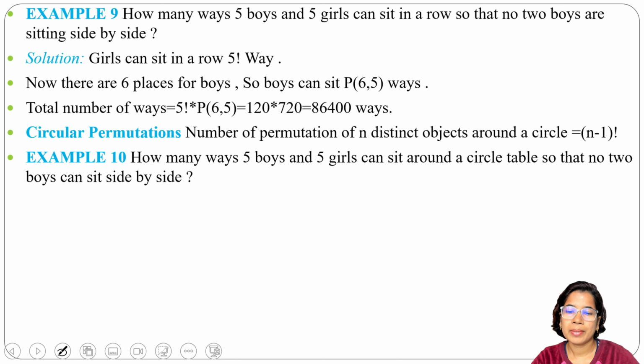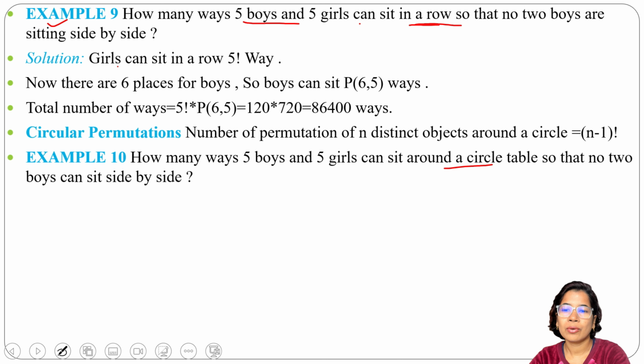Let's see one example. In how many ways can 5 boys and 5 girls sit around a circular table so that no 2 boys sit side by side? A similar type of example we already did. It's example 9, but it was in a row: how many ways can 5 boys and 5 girls sit in a row so that no 2 boys are sitting side by side? Here it's a circle.